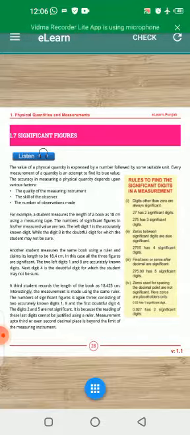The accuracy in measuring a physical quantity depends upon various factors. Number one factor is the quality of the measuring instrument, which means which type of instrument you are using for your measurements. Does it have any zero error or any other problem? If the instrument is not accurate, you will not get the right or accurate measurement.